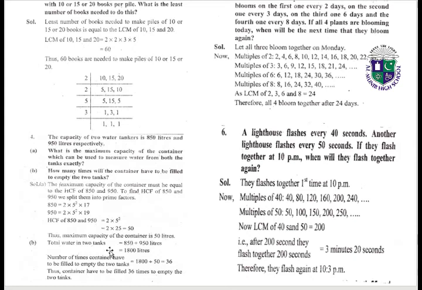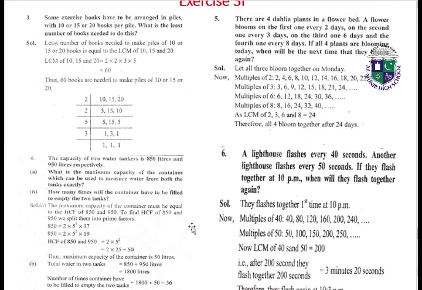Total water in the two tanks is 850 plus 950 liters, which is 1800 liters. The number of times the container has to be filled to empty the two tanks is 1800 divided by 50. Cancel the zeros: 5 threes are 15, carry 3, 5 sixes are 30, equals 36. Thus the container has to be filled 36 times to empty the two tanks.